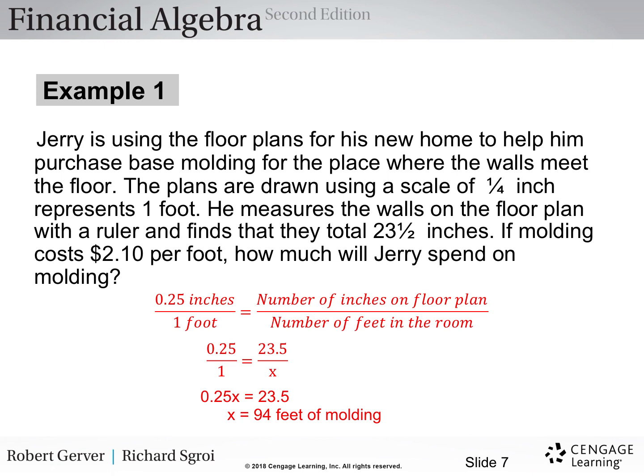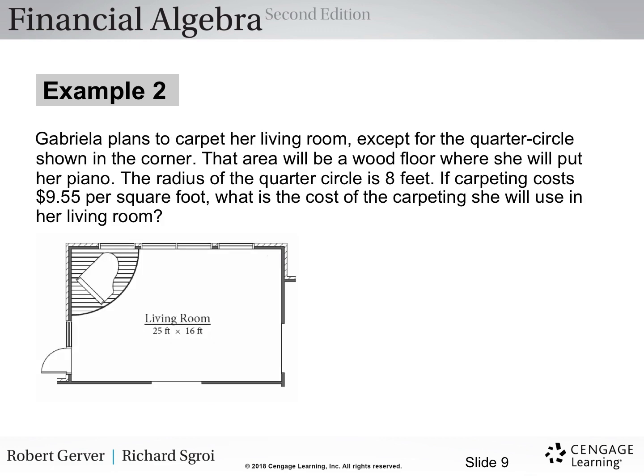So now we know how much molding he has. We can now figure out how much it's going to cost. So we multiply the 94 feet by $2.10 per foot, which was the cost, and we come out with $197.40. So that's how much molding he's going to need and how much it's going to cost.